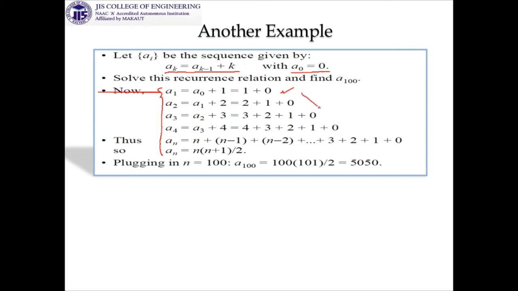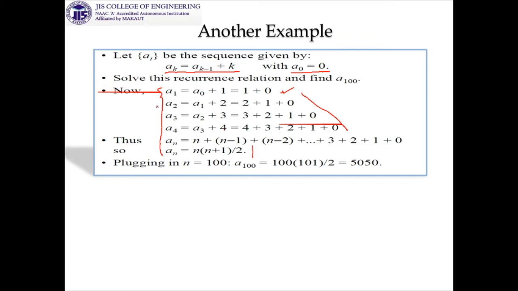In this way, when we are proceeding in this pattern, a_n will be n plus n minus 1 plus n minus 2 dot dot dot 3, 2, 1, 0, because if you are following the pattern, 1 is starting from 1 and so on, 2 is starting from 2 and so on up to 0, 3 to 0, 4 to 0, so n will obviously be n to 0. Now if you sum them up, you will get the addition as n times n plus 1 divided by 2.